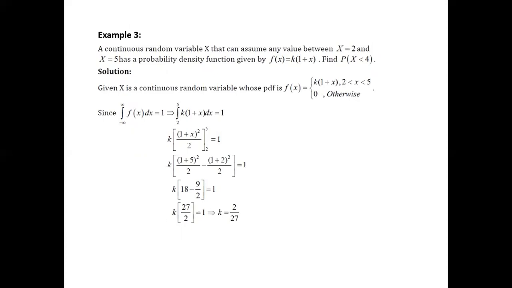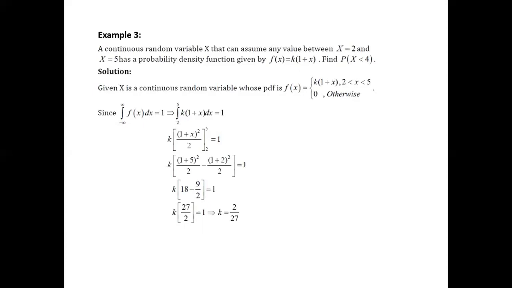Now, clearly it is given that f(x) equals k times (1 plus x) for 2 less than x less than 5, and 0 otherwise. That means the entire probability density function lies in 2 less than x less than 5, and is 0 in the remainder.